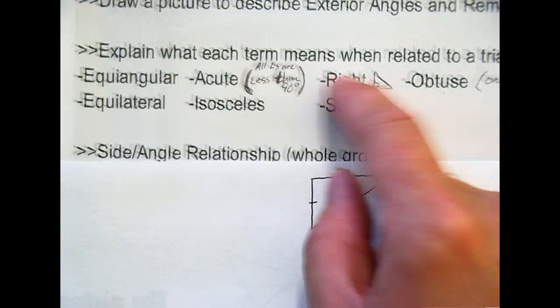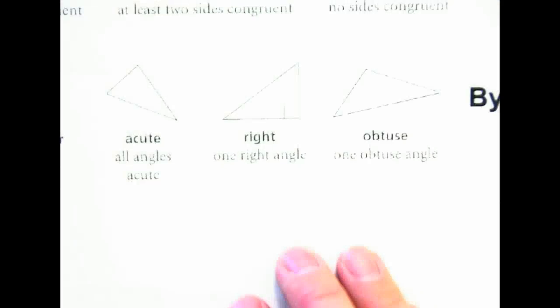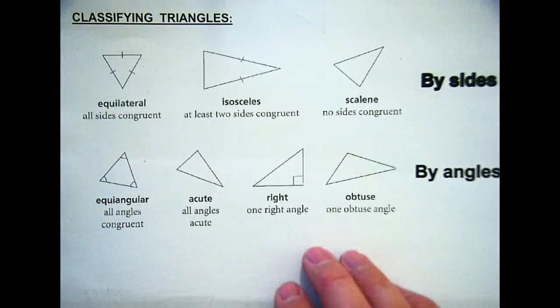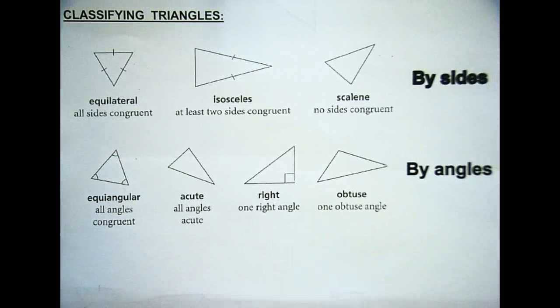Okay? All right. Well, here you go. Just to kind of summarize as I'm handing out your assignments today. Classifying triangles. You can classify them by sides and by angles. Read through that. Copy down what you need to there. Okay? Hold on one second.